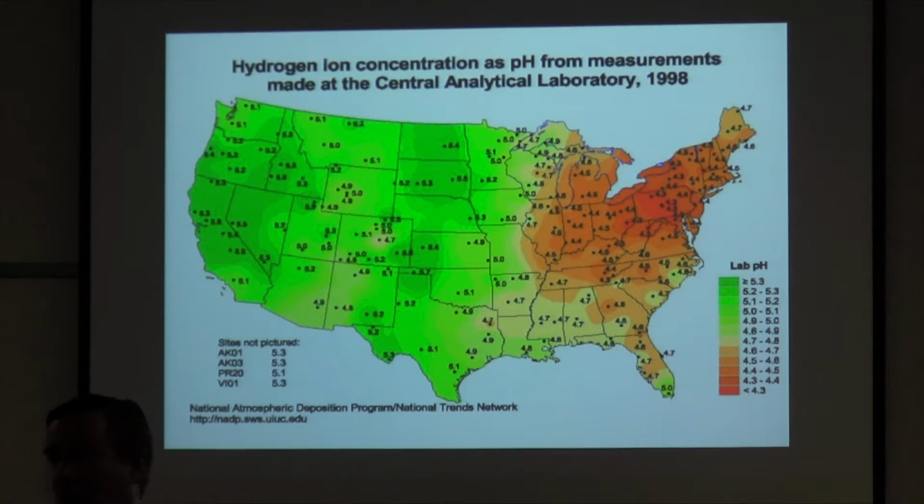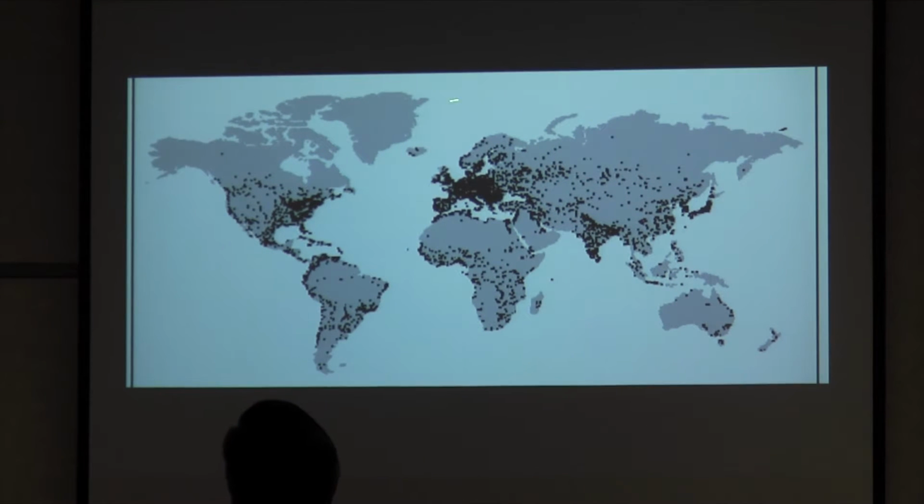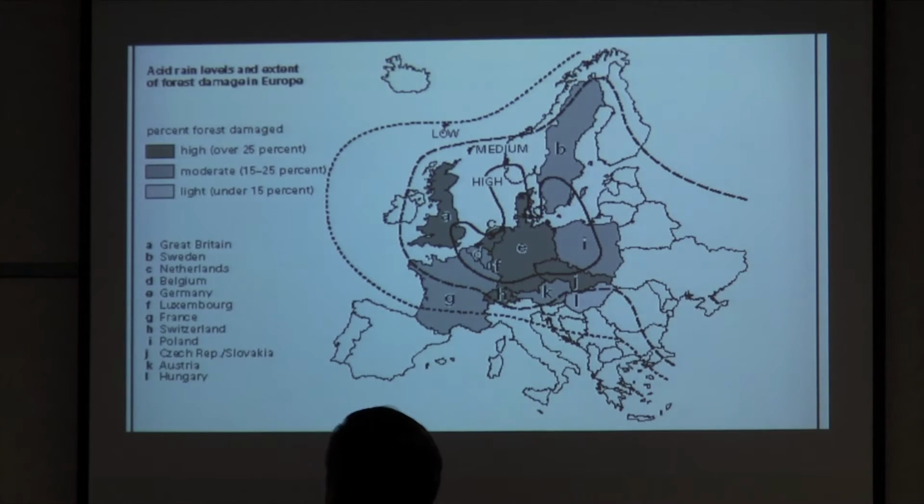Now, it's a small problem here in the United States. It's a much larger problem where they've been using coal for centuries, longer than we have. And that, of course, is in Europe. Here you can see the sulfur dioxide emission sources, and the deforestation, the forest damage in Europe can be very, very high.